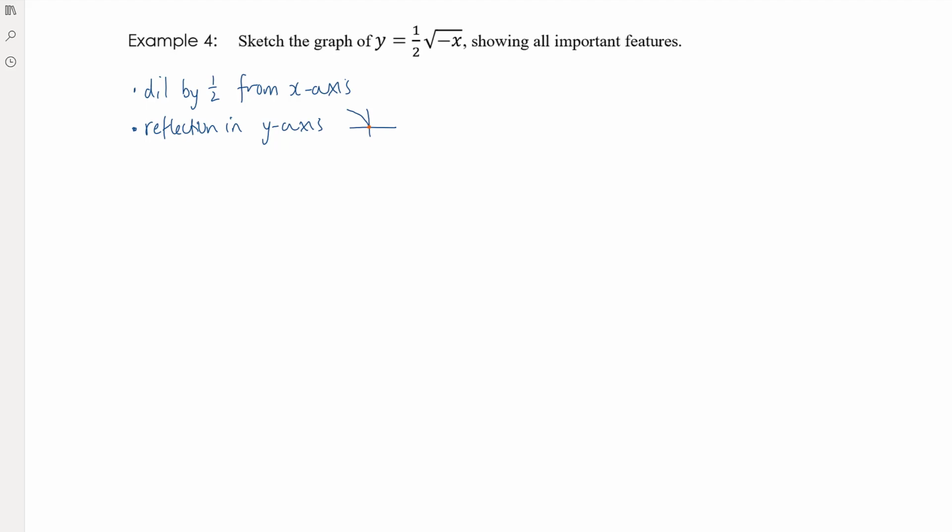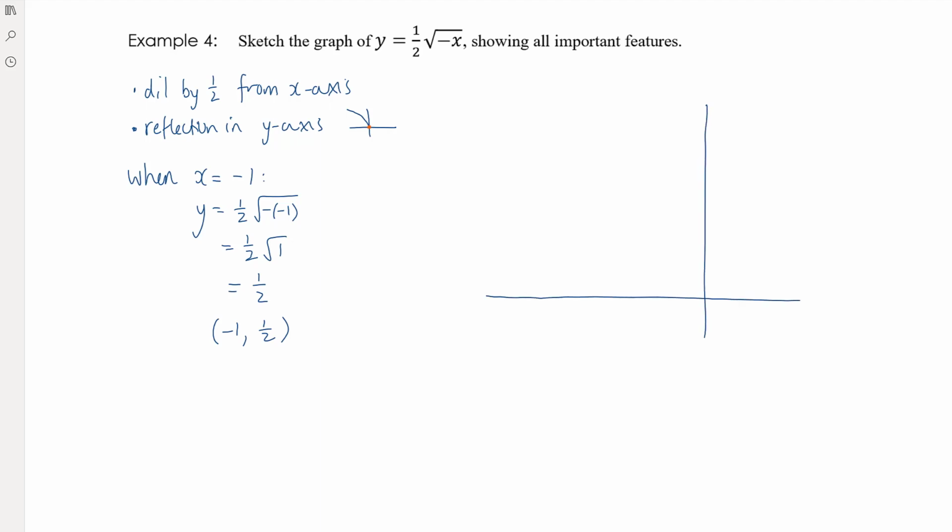That end point is still at the origin, so we don't have any other intercepts, so we need to mark a point. So again, this time, when x equals 1 is not relevant because the graph's not defined when x equals 1. So perhaps when x equals negative 1, y is going to be half square root of negative negative 1. So that's half times the square root of 1, which is just half. So we've got (-1, 1/2) would be the key point there. Okay, so again, axes, endpoint at the origin, (-1, 1/2).